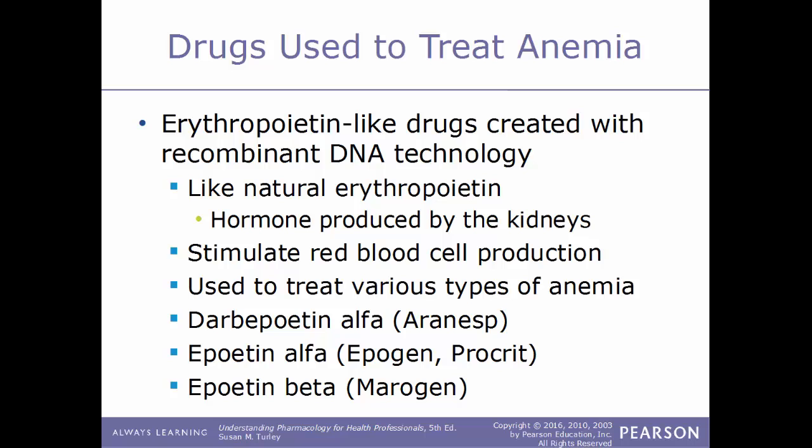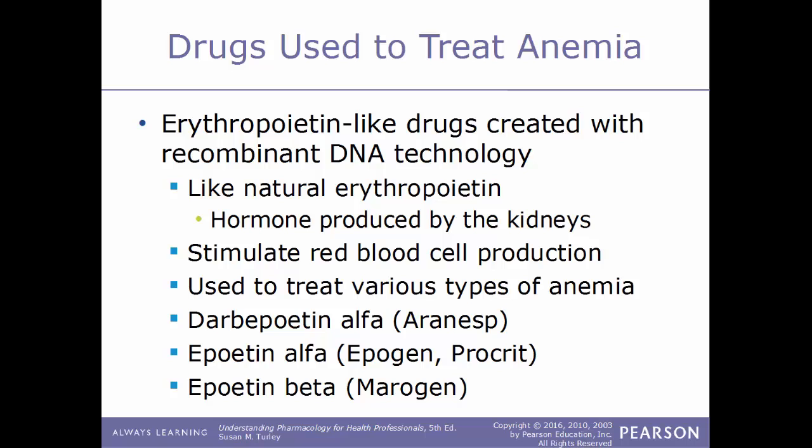Another type of drugs that could be used to treat anemia are erythropoietin-like drugs that are created with recombinant DNA technology. Even though these are created through recombinant DNA technology, this is very similar to natural erythropoietin, which is a hormone produced by the kidneys, and it controls how many red blood cells are produced.